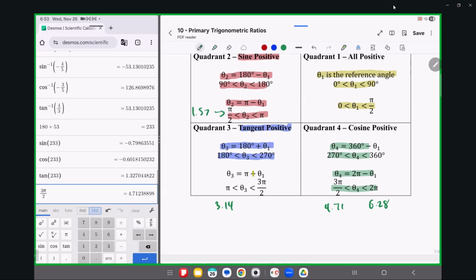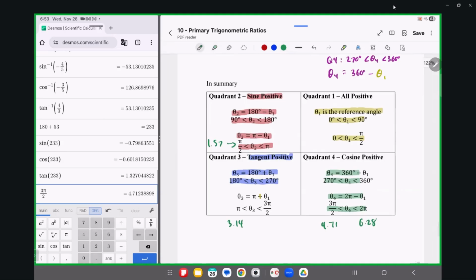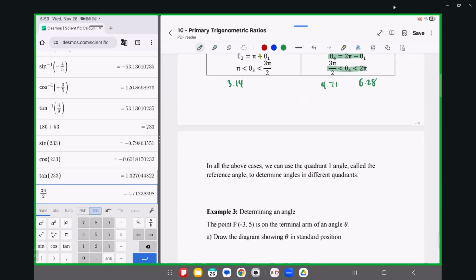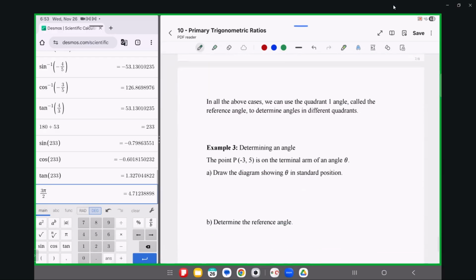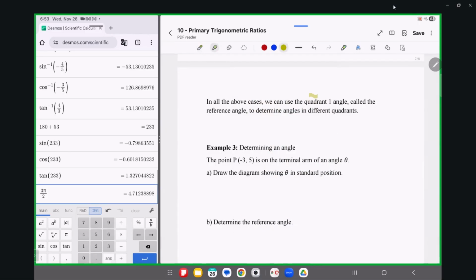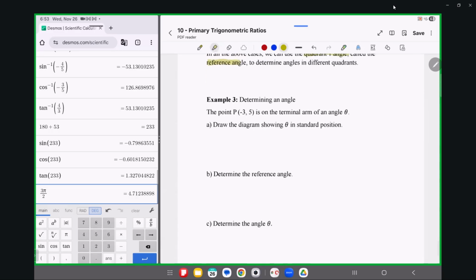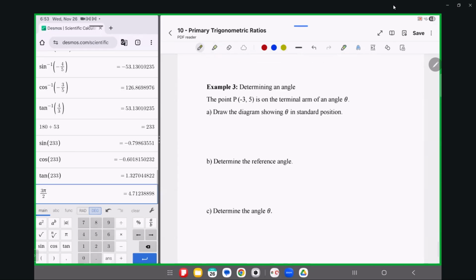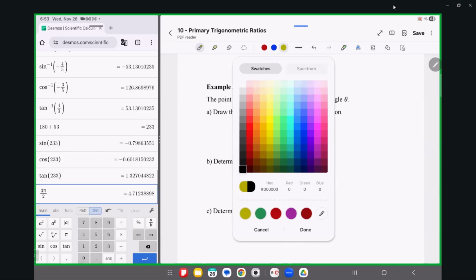Okay, so that's the CAST rule and how we can use the reference angle to determine the angles in different quadrants. In all of these cases, we can use the quadrant 1 angle, called the reference angle, to determine angles in different quadrants. Okay, so the point (-3, 5) is on the terminal arm of an angle theta. Draw the angle in standard position.